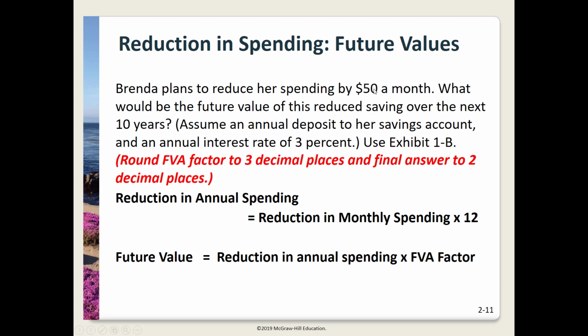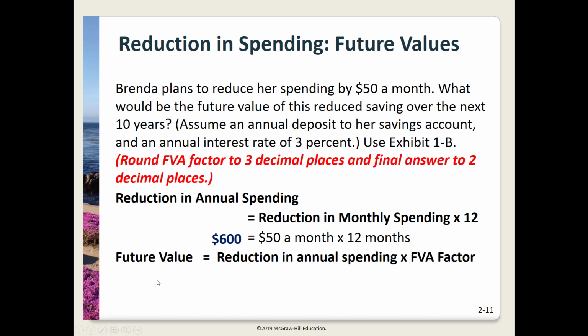So first, we see that Brenda wants to save or reduce her spending by $50 a month. And we need to put that all together to see what that works as an annual deposit to her savings account. So that's what this first formula here is. Our reduction in annual spending is how much we're going to reduce our monthly spending times 12 months, because there are 12 months in a year. So we'll take the $50 a month that she reduces her spending or she saves, multiply it by 12, and so our reduction in annual spending is $600. In other words, this is the annual deposit she would make to her savings account.